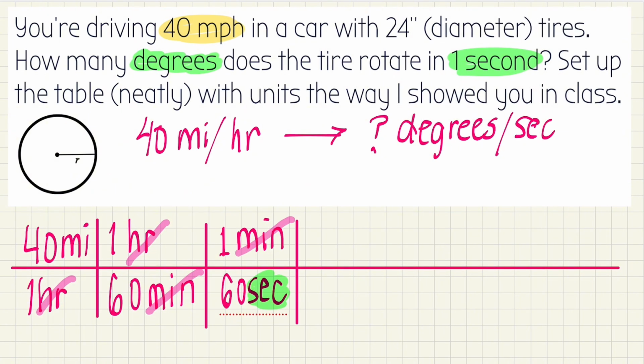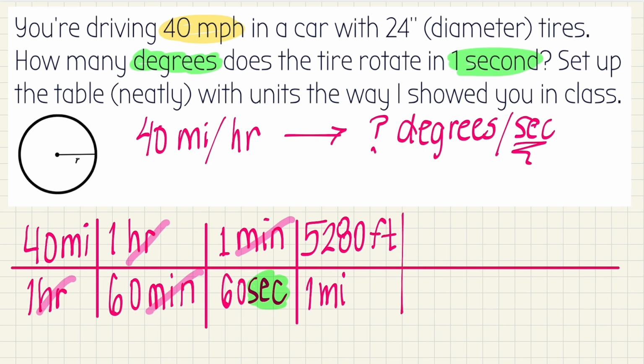Now miles. So we already are at seconds. We need to get from miles to degrees. Just go one layer at a time. Miles I want to cross out, so I will have 1 mile in my denominator. That means on top, I know 1 mile is 5,280 feet. You should know that if you're in high school.